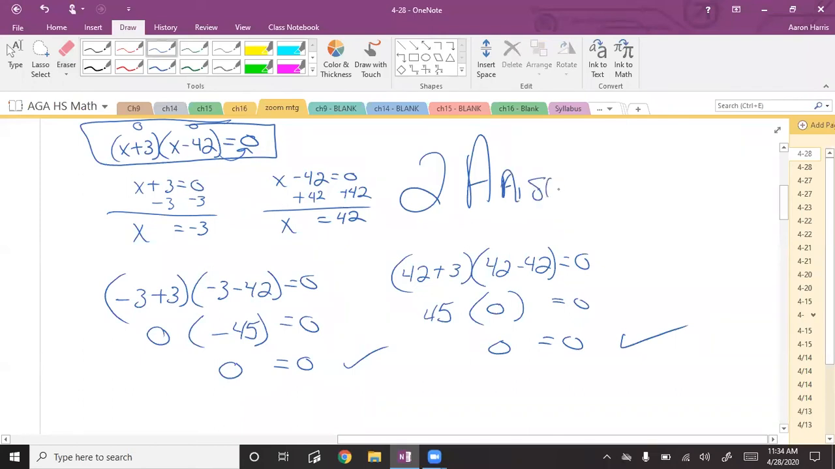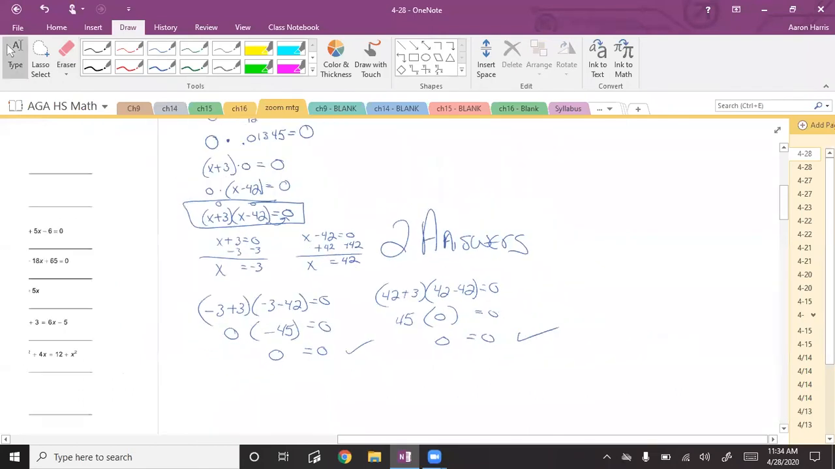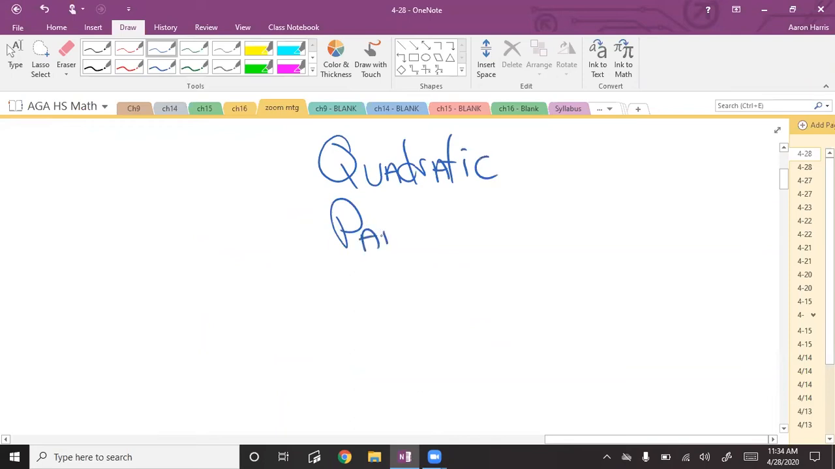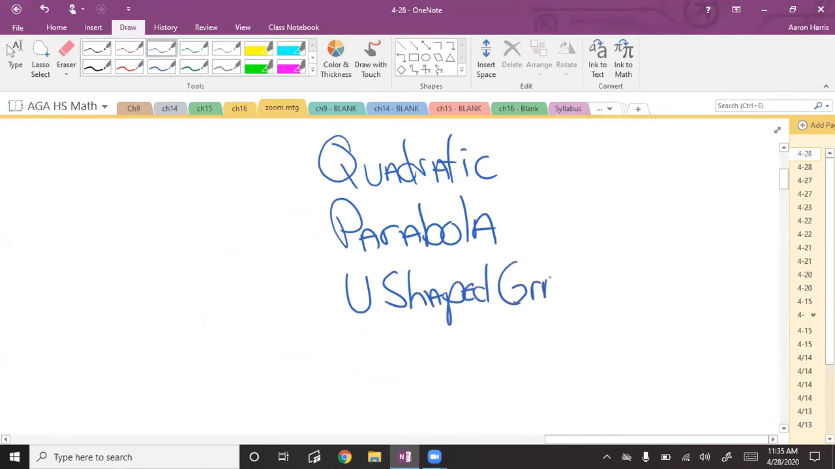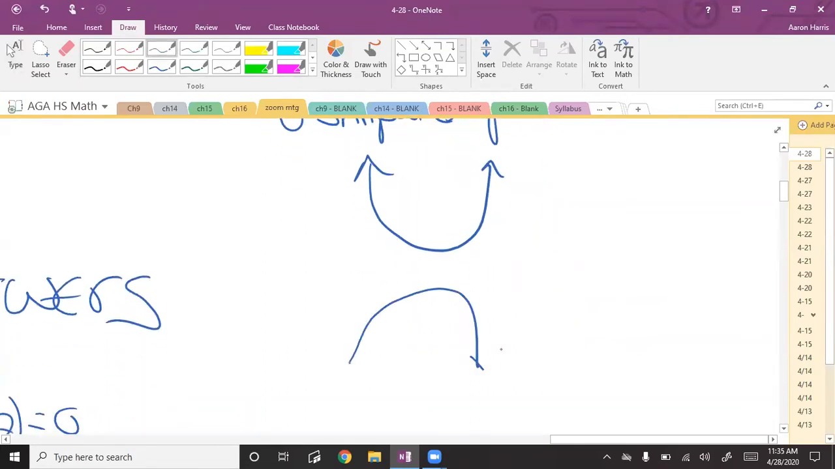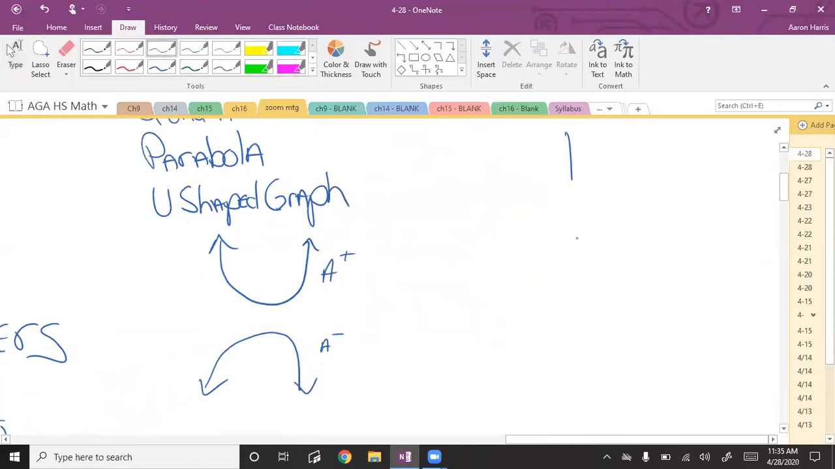2 answers. Okay. Now, that brings us into this. For those who are just getting here, we know that a quadratic, watch all these names that I give you, a quadratic is a parabola, which is a U-shaped graph. So that U-shaped graph could go like this, or it could go like this. All this means is that a is positive for this one, and a is negative for that one. Simple as that.